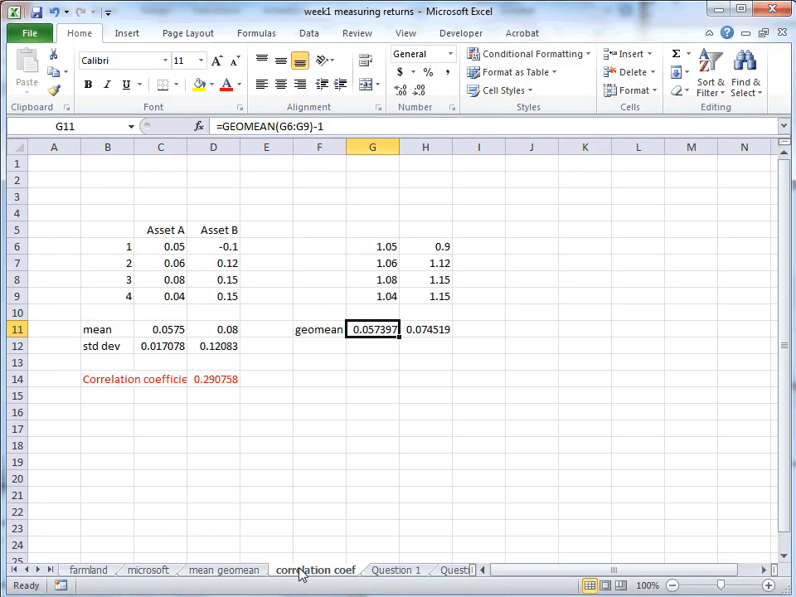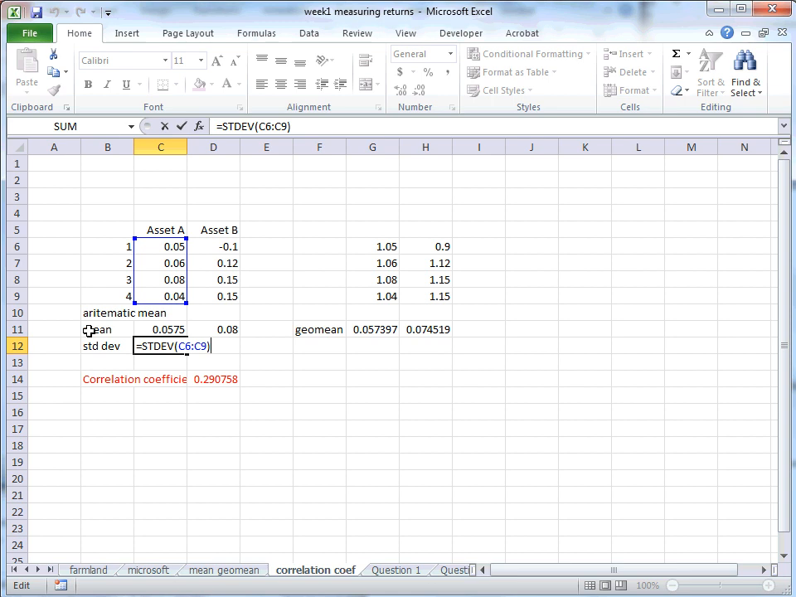Final example here, correlation coefficient. Here we have asset A, asset B. Here we have the mean calculation. This would be the arithmetic mean, 0.057. It's the AVERAGE function in Excel. AVERAGE function of B. Over here we have the geometric mean calculations, just like we did before. Standard deviation is STDEV. Correlation is CORREL. Correlate this series with this series.